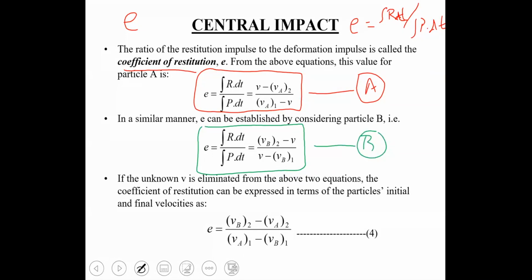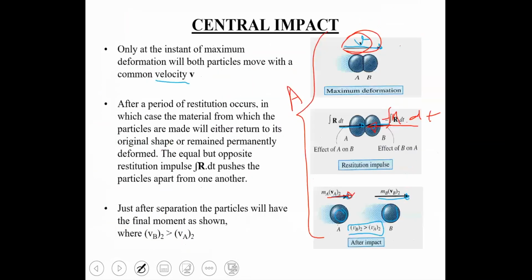So first of all you consider particle B and apply the principle of impulse and momentum during the deformation phase, then during the restitution phase, and then find E to be equal to R dt over P dt, and you are going to get VB2 minus V over V minus VB1. So do these three steps on particle B. Yes, sir. Okay.